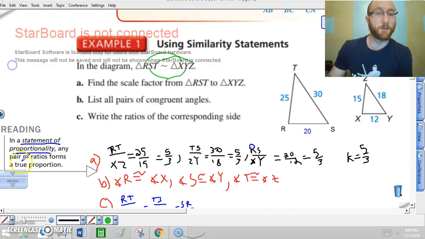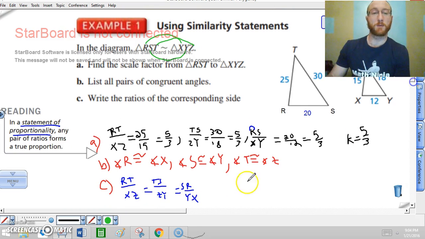Now we're going to write the ratio of corresponding sides, which is a synonym for statement of proportionality. For our statement of proportionality, we say RT over XZ equals TS over ZY equals SR over YX. We're just taking these three parts and setting them equal to each other.